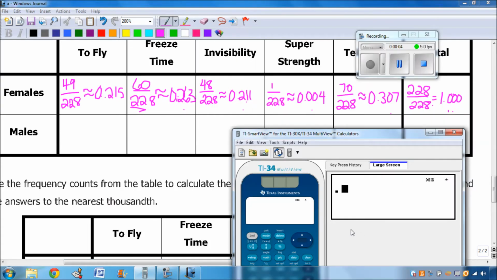For fly, we had 0.215. For freeze time, we had 0.263. For invisibility, we had 0.211. For super strength, we had 0.004, and for telepathy, we had 0.307. Add them all together, we should get 1. Press enter, fingers crossed. 1, it's 100%, it worked out for us.